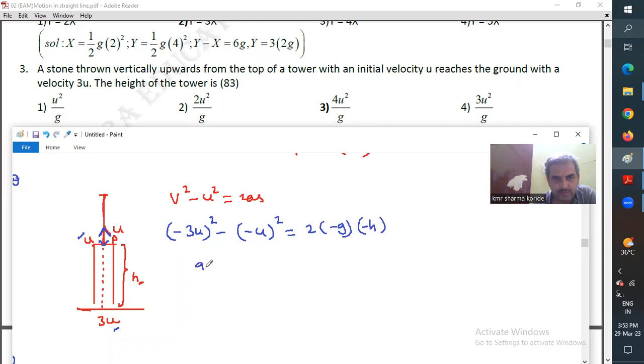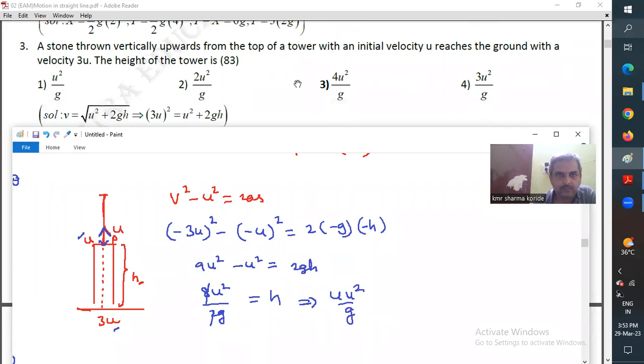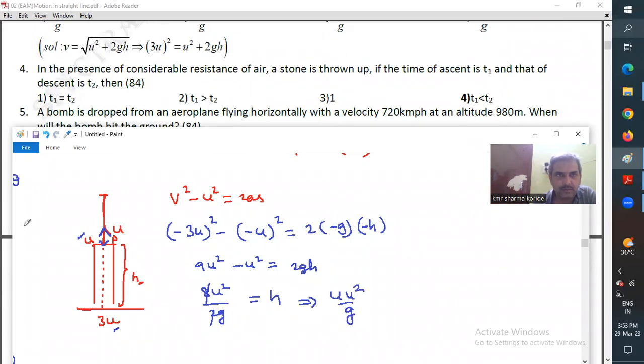So this is 9u square directly, minus u square is equal to 2gh. So h is the height of the tower. This is 8u square by 2g is equal to h. So this is 4u square by g is the answer. So option 3. Moving to the next question.